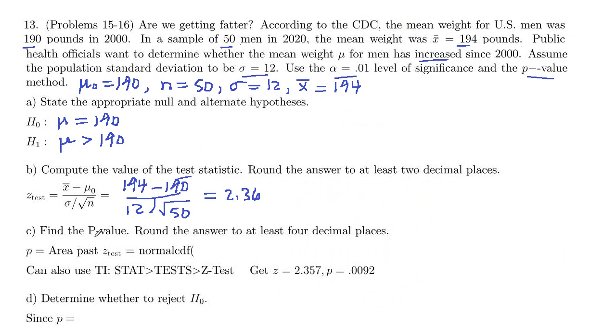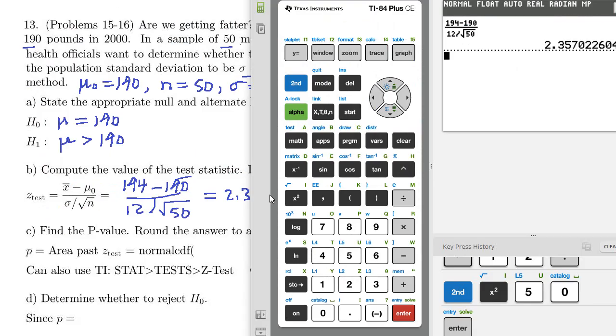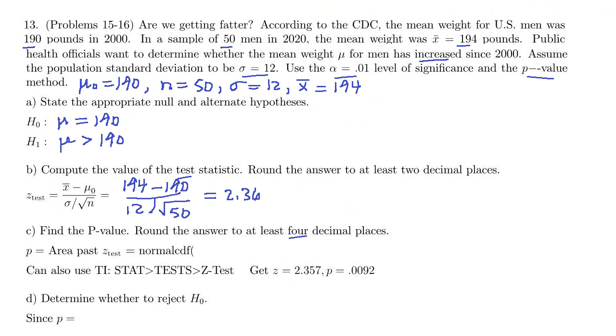Next, we're finding the p-value to 4 decimal places. So actually, when you find your p-value, probably should use at least 3 decimal places in your test statistic. So 2.357, which is approximately 2.36.